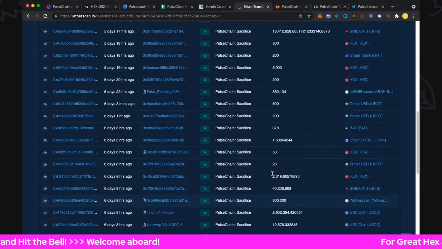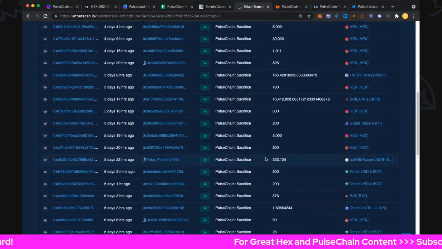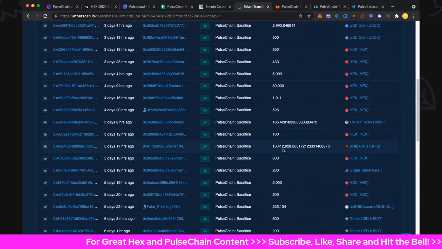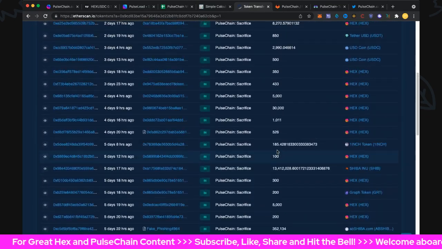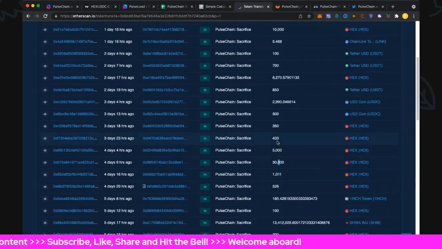Swap, we've got lots of different combinations. I don't know all the values of those. So what else? We've got 5,000 hex here. Some more Shiba Inu. What else? 30,000 hex. There's a big one, boy.